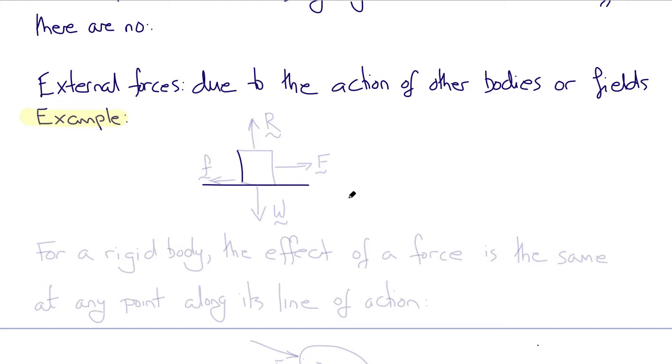For example, here we have a body sitting on a surface. There's an external force F applied to it in the right-handed direction, pulling it along this surface. It has a weight, so that's a force that is acting down on the surface, and there's a reaction force R of the surface pushing back up on the body, and then there's a friction force F that would be opposing motion.